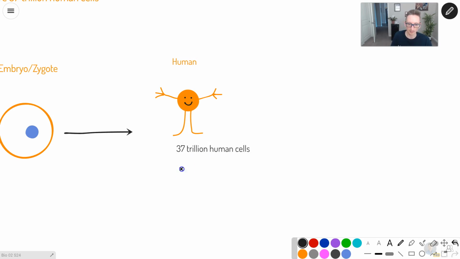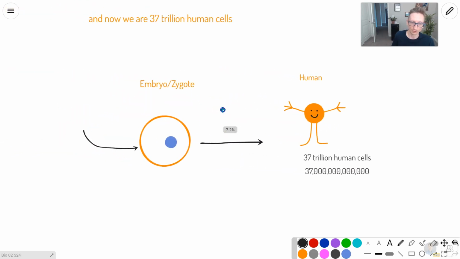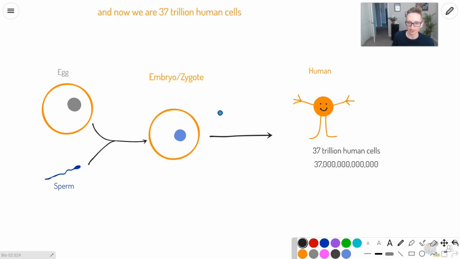And if you don't know how big that is, let's put the numbers on it. 37. 1, 2, 3. 1, 2, 3. 1, 2, 3. That's thousand, million, billion. Nope, we need more. Thousand, million, billion, trillion. That's a lot. That's a lot of money. $37 trillion. What? Okay. Well, in order to get there, this cell had to divide a lot. Lots of division.